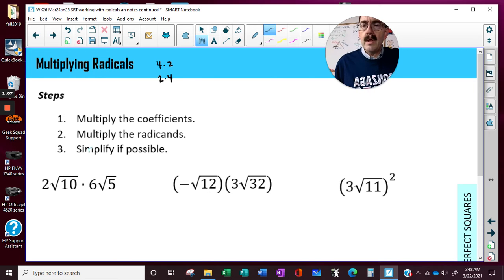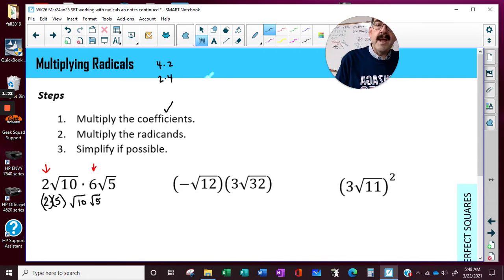So now, the coefficient is the stuff on the outside, 2, 5. So I'm going to rewrite that, okay? So I'm going to write 2 times 5. And we all know what 2 times 5 is, okay? Now, I have the square root of 10 and the square root of 5.